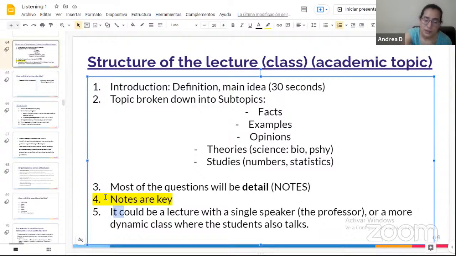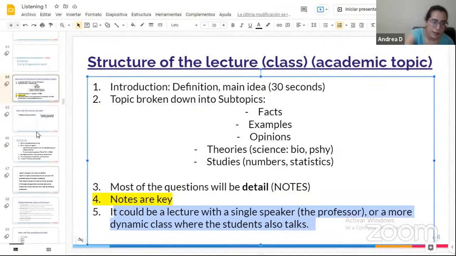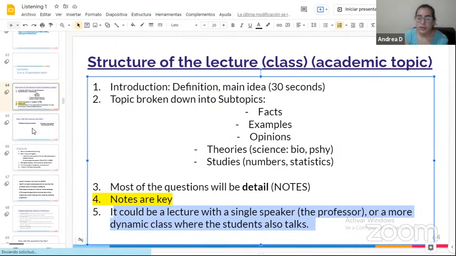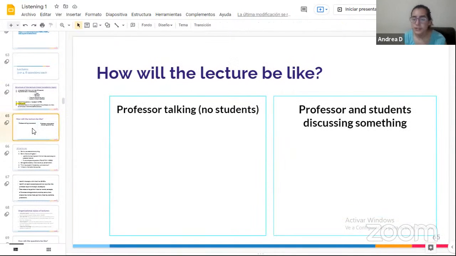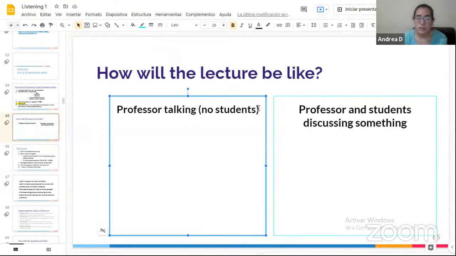And finally, it could be a lecture with a single speaker or a more dynamic class. So what I mean here is sometimes it's just the professor. You don't have any students involved. So it's just the professor going on and on and on about something. I don't like them personally because I think they are more robotic, less enjoyable. It's like if they were just reading something. So maybe it's a bit harder to follow the lecture.